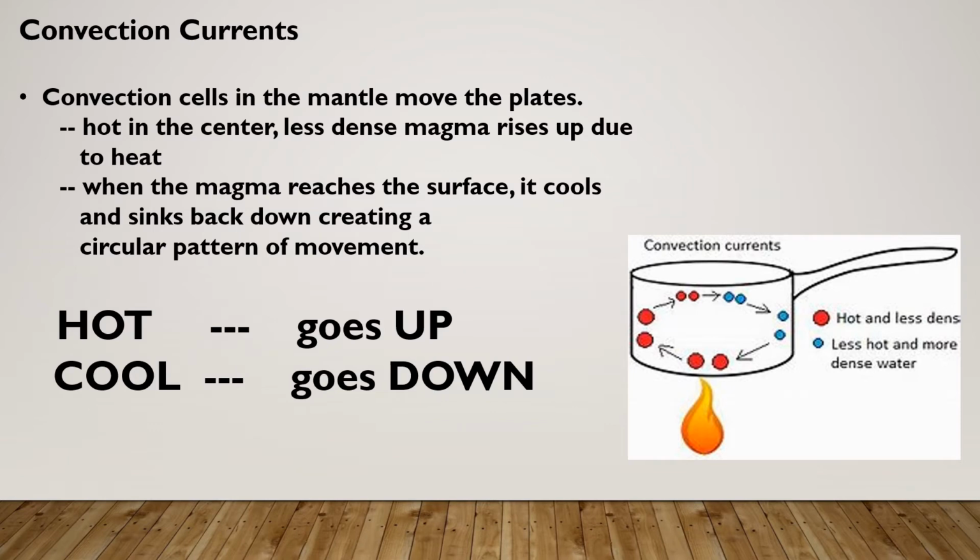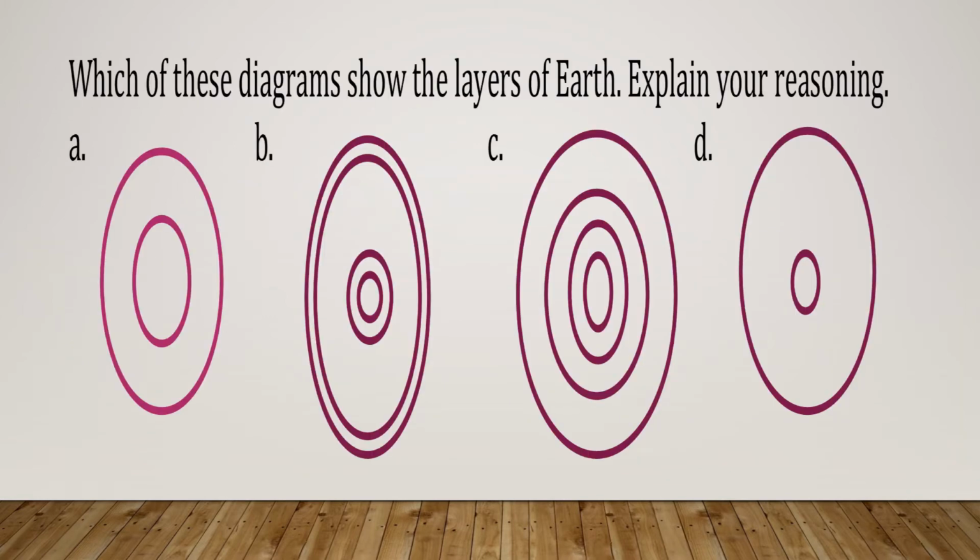Now, convection currents. Convection cells in the mantle move the plates. Hot, less dense magma in the center rises up due to heat. When the magma reaches the surface, it then cools and sinks back down, creating a circular pattern of movement.